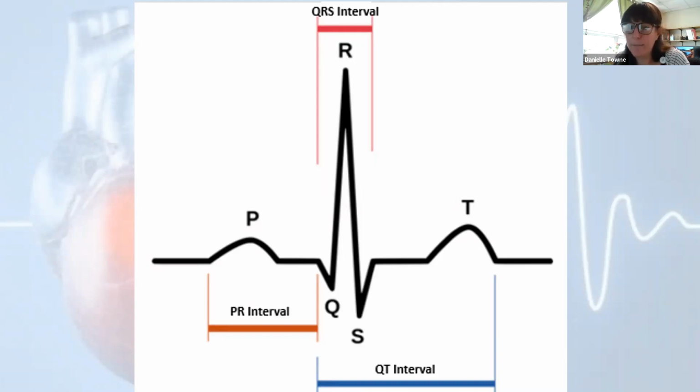And the general rule of thumb is that a narrow QRS complex tends to mean that the impulse originated from somewhere in the atria, somewhere above the level of the ventricles. The wider the QRS complex, the lower the impulse originated.